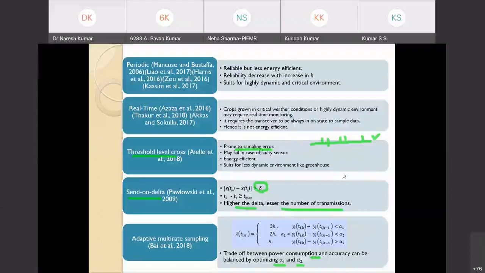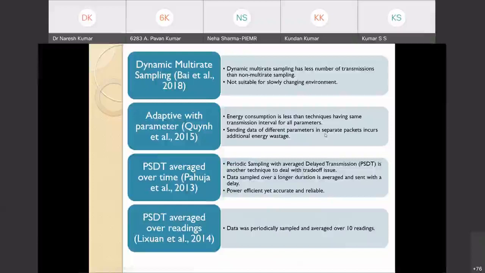So still, there is a lot of work, because once you sum it all up, according to the crop, one can find out how to sample the data depending upon the position, depending upon the physical area in which the greenhouse is located. Now, the dynamic multi-rate sampling has fewer transmissions than non-multi-rate sampling, but is not suitable for a slowly changing environment.